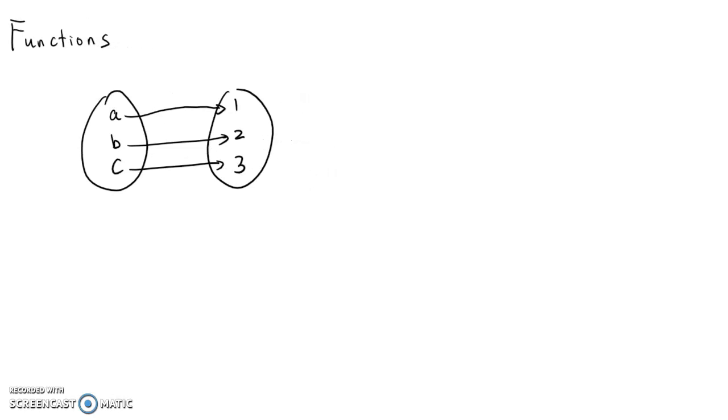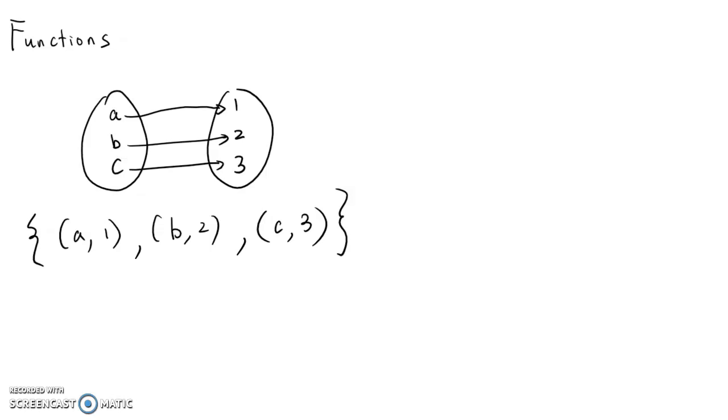A, B, and C are inputs, and 1, 2, 3 are the corresponding outputs. So when the input is A, the output is 1, right? So this is one point or one ordered pair in this relation. When the input is B, the output is 2. When the input is C, the output is 3. And we can use this set to define this relation.